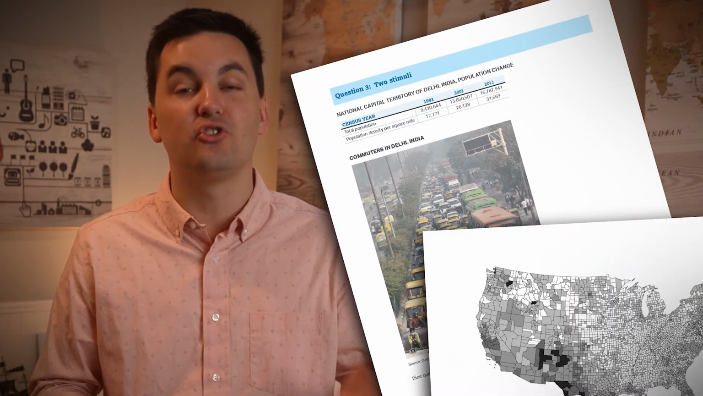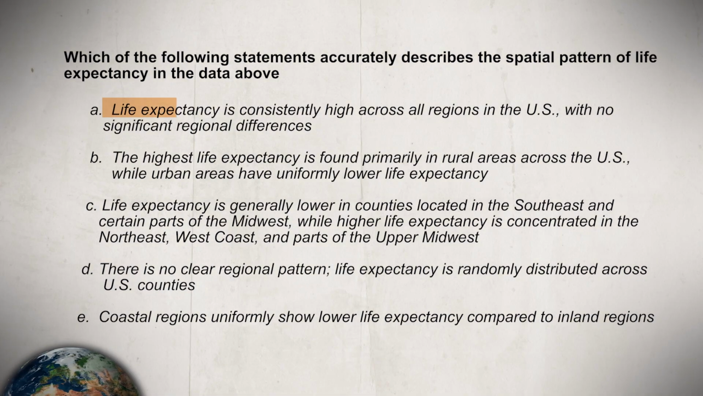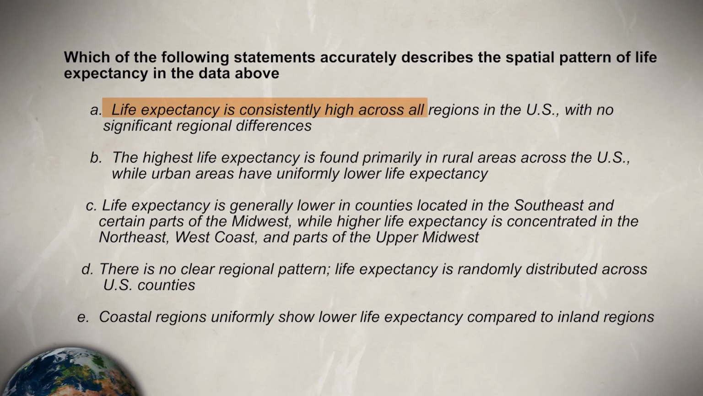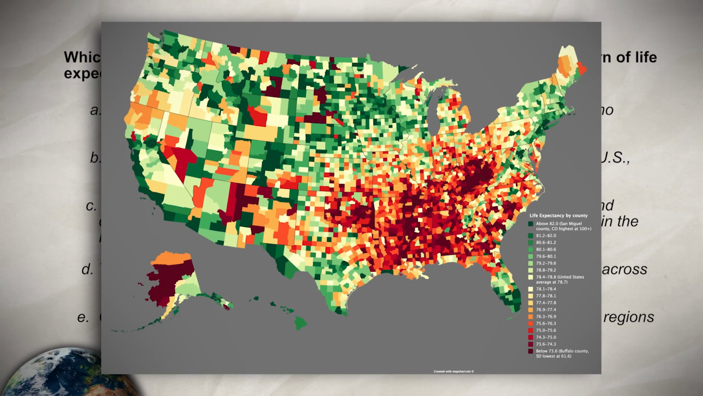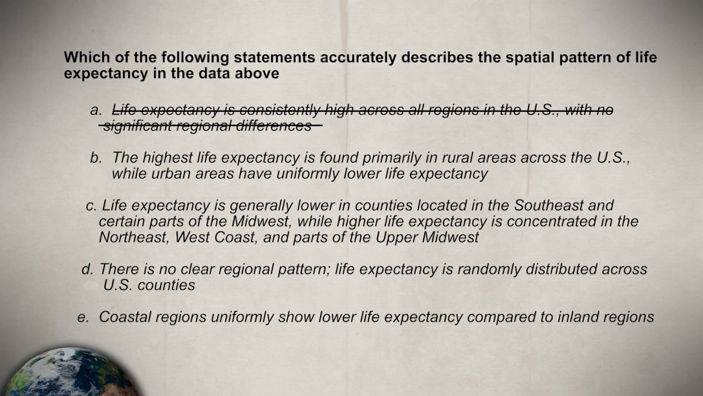Breathe, slow down, and spend time looking at the image or map. Take these questions one answer at a time. If you notice that part of an answer is not true, it probably means you should consider a different answer. For instance, I can see that A says life expectancy is consistently high across all regions in the United States, which when looking at the map, I can see is clearly not true. So I can cross A off and move to other answers.